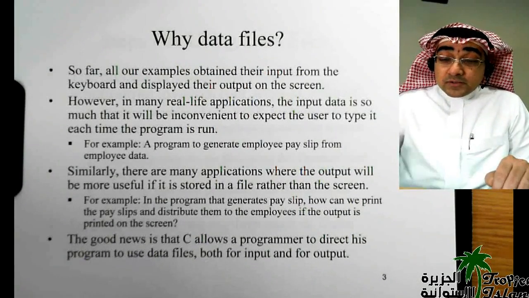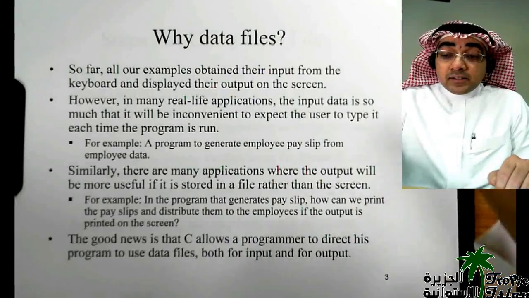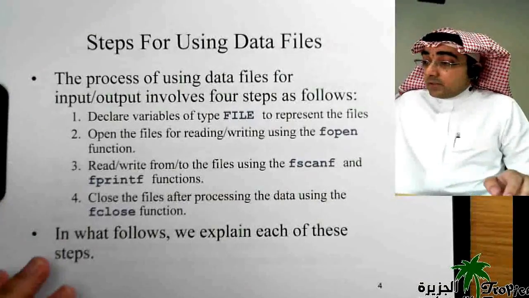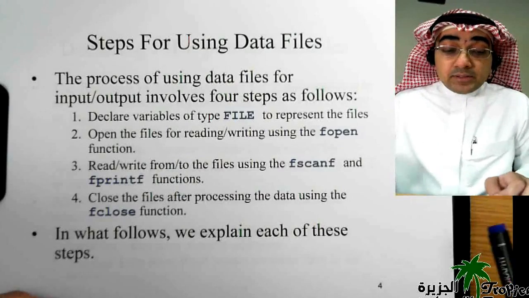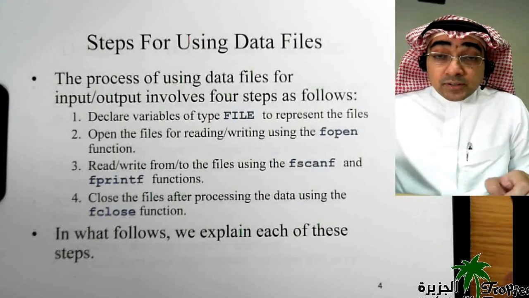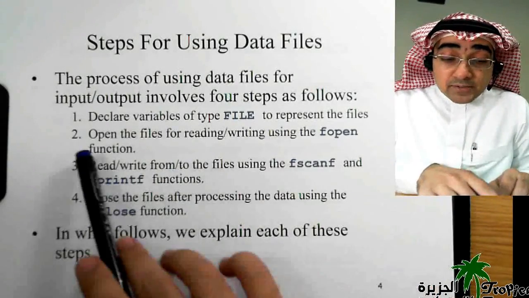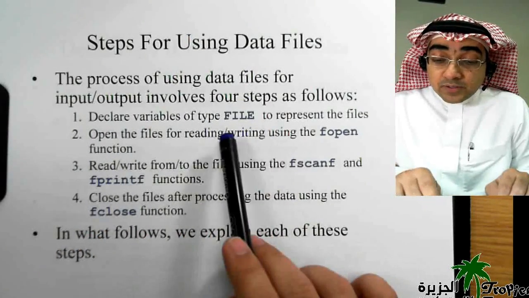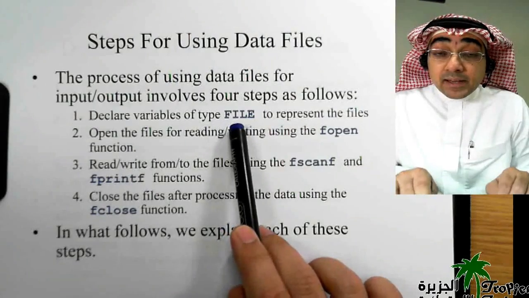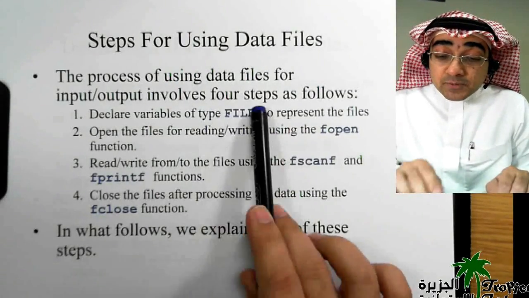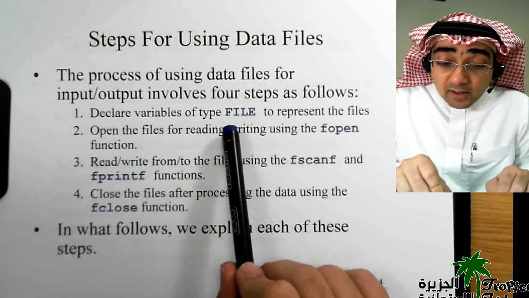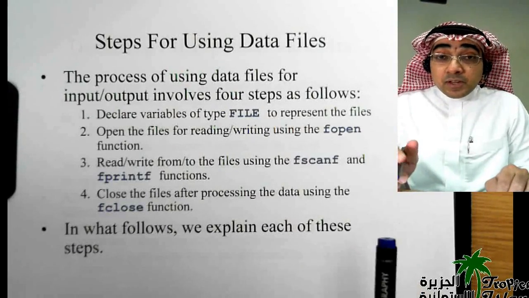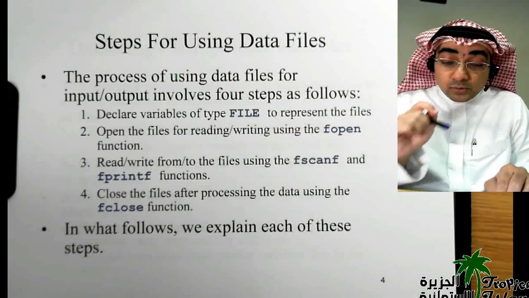Good news is that C allows you to do that. You can actually write into a data file and read from a data file. So that's the good news. You have data file capabilities in C. The procedure for how we are going to go into data files is that first of all we'll have to declare a variable of type FILE. This is the variable type, and it's a capital F, capital I, capital L, capital E, all in caps. You have to declare a variable of type FILE, and this variable is basically a variable in the memory of the computer that is responsible for pointing to a file.